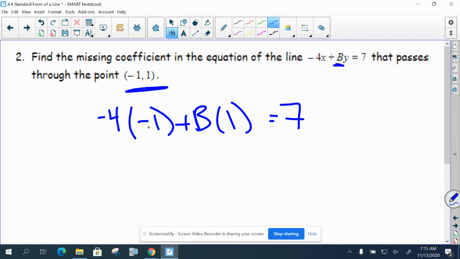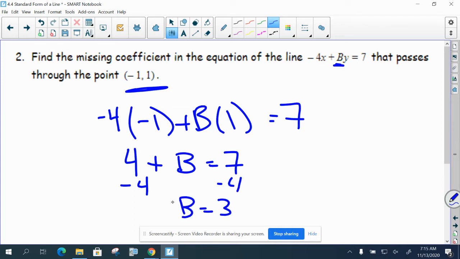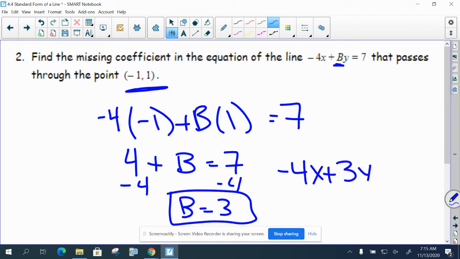Okay, -4 times -1 is +4. b times 1 is just b. Okay, so to solve for b, you just subtract the 4 over. So b is equal to 3. So once you find the missing coefficient, you rewrite the equation with 3 replacing b. So you have -4x plus 3y equals 7.